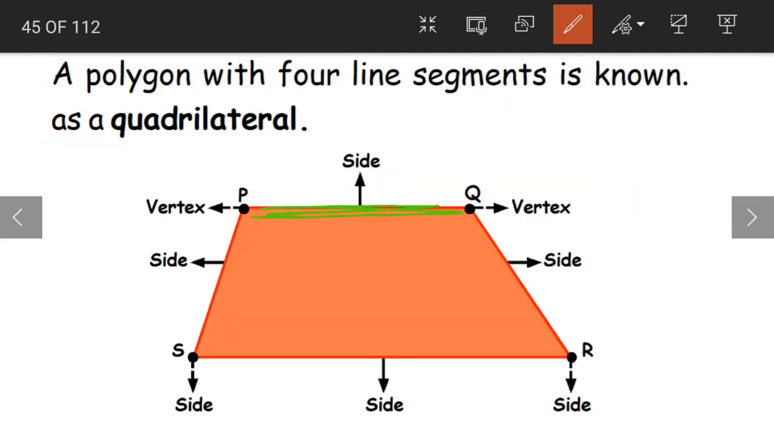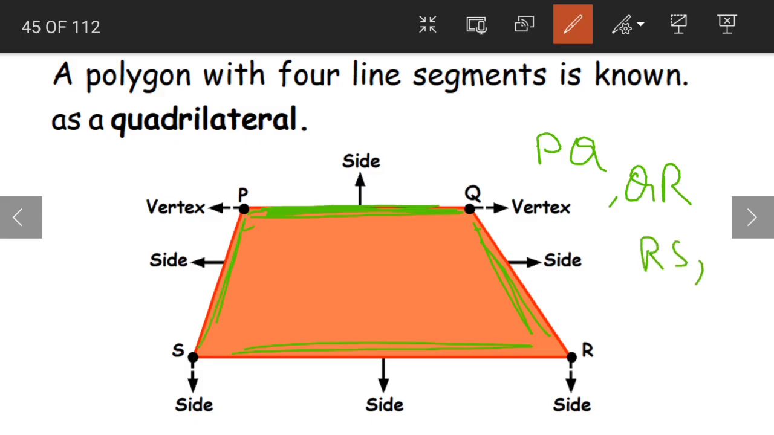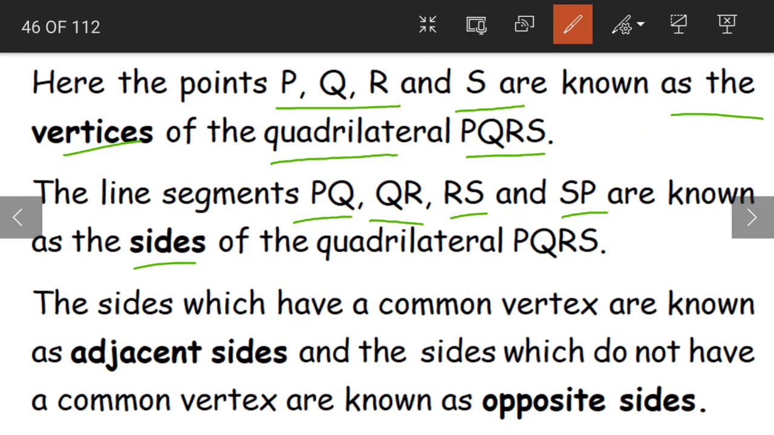The line segments. This is the line segment. How do we name the line segments? Based on the endpoints. So the endpoints are P and Q, so the line segment becomes line segment PQ. Then we have line segment QR, then RS, then PS. So these 4 line segments are nothing but the sides of the given quadrilateral. Our quadrilateral has 4 sides and the names of the sides are PQ, QR, RS and PS.